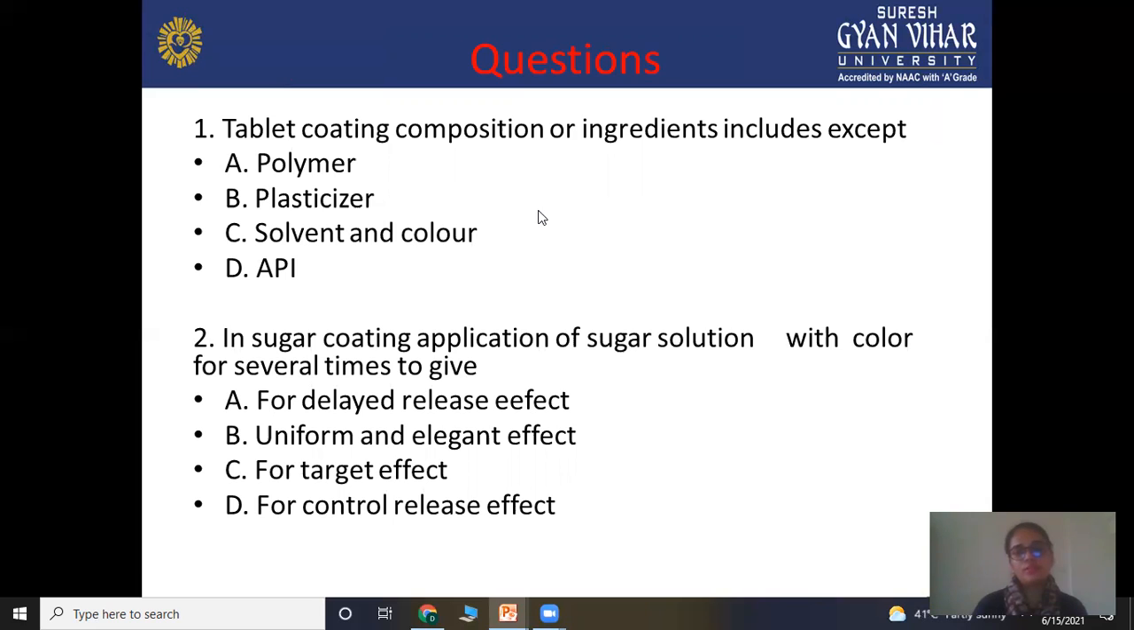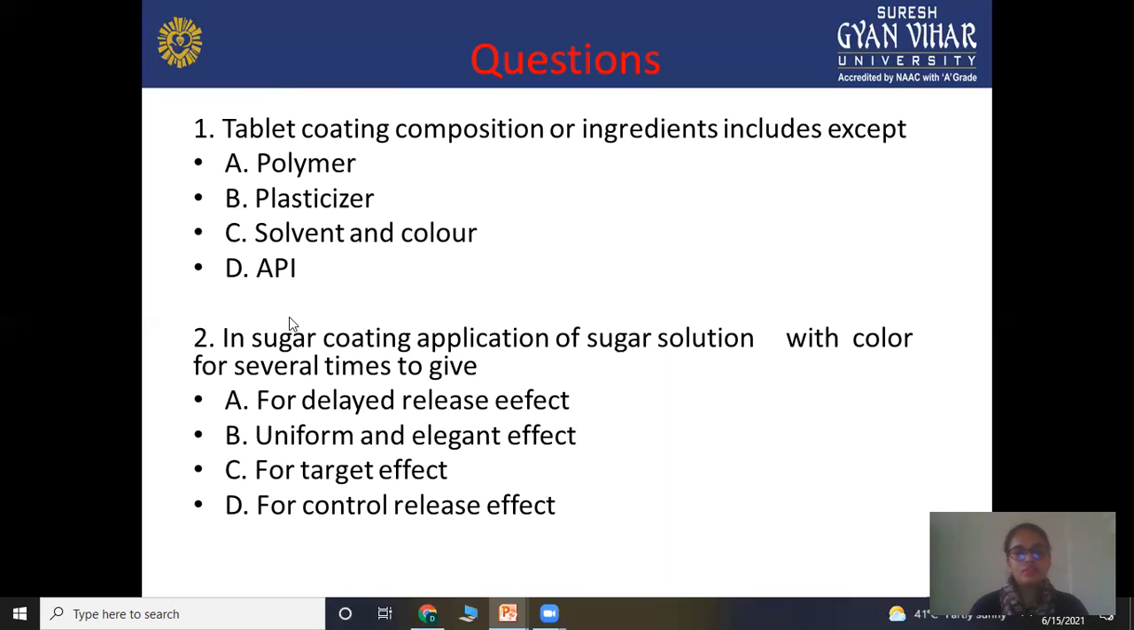This is related to a PPT, and these are very simple questions. In the first question, the tablet composition or ingredients include all except: A is polymer, B is plasticizer, C is solvent and color, and D is API. It means tablet coating composition or ingredients. Which ingredient is used for coating of the tablet? All are used except one ingredient, and you select out of these ABCD options which one is not included in the ingredients of the tablet.